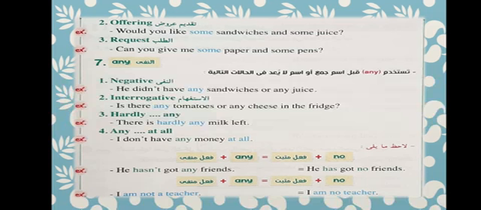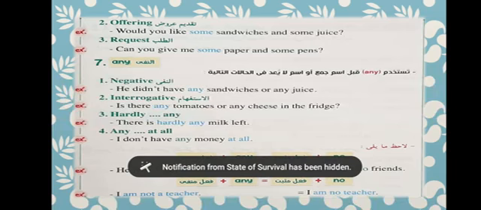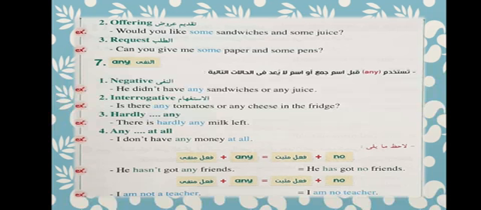Any. Any can be followed by plural and it can be followed by uncountable singular, but it is preferred to be used in the negative and interrogative forms. For example, he didn't have any sandwiches or any juice. This is negative. Two, interrogative. Is there any tomatoes or any cheese in the fridge?